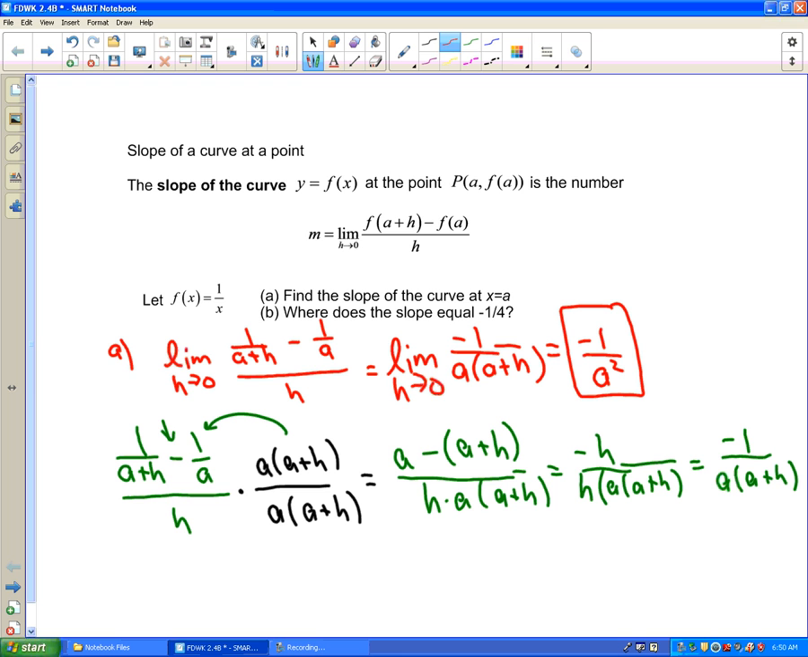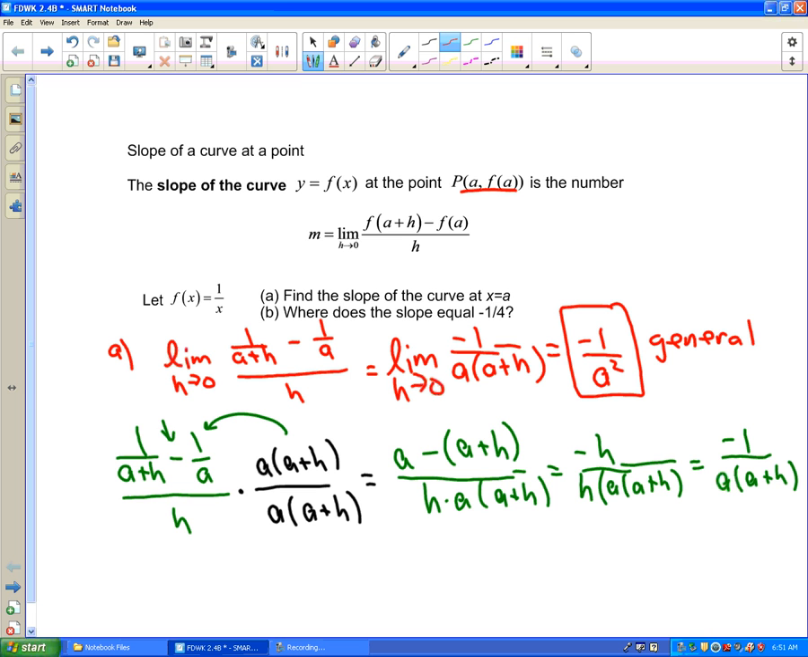This would be the slope of the tangent, or the slope of the curve, anywhere along the curve. So when a is 3, we get negative 1/9. When a is 5, we get negative 1/25. So the power in this is the fact that we're using an arbitrary point, and that gives us a general answer that we can use for individual values of x.